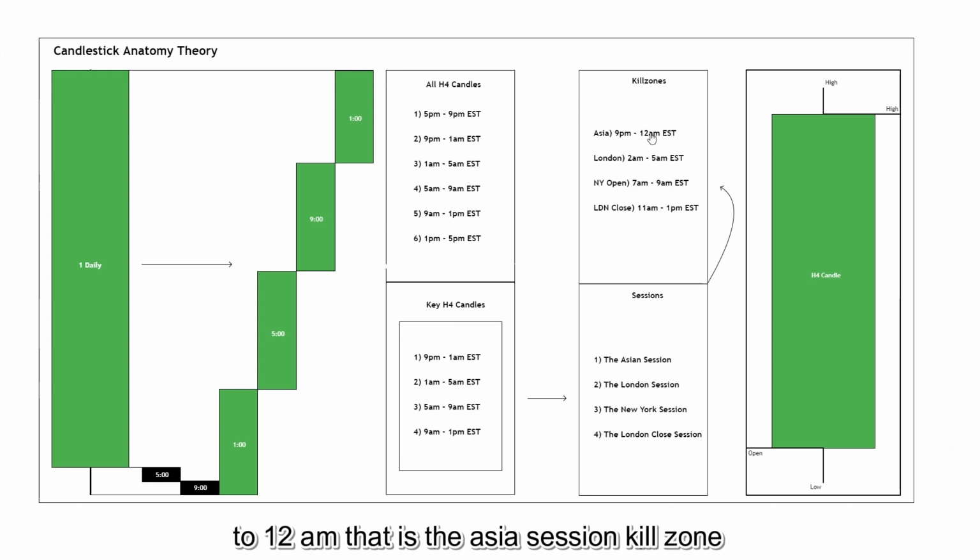And we want to go even deeper and classify the kill zones. So 9 p.m. to 12 a.m., that is the Asia session kill zone where we can look for opportunities. The 2 a.m. to 5 a.m. is the London session kill zone to then look for opportunities. The 7 a.m. to 9 a.m. is the New York open kill zone to look for opportunities. And then the 11 a.m. to 1 p.m. is the time that we look for opportunities inside of that specific kill zone.